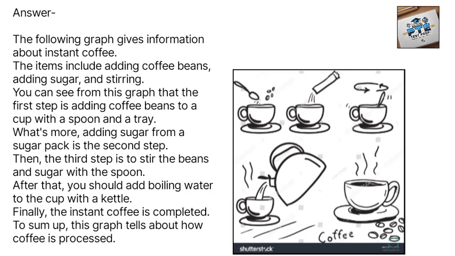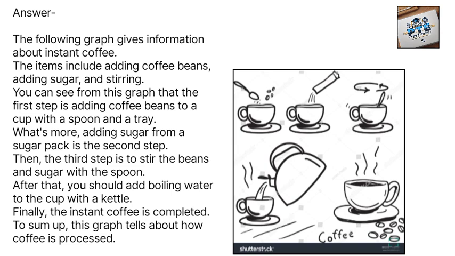The following graph gives information about instant coffee. The items include adding coffee beans, adding sugar, and stirring. You can see from this graph that the first step is adding coffee beans to a cup with a spoon and a tray. What's more, adding sugar from a sugar pack is the second step.